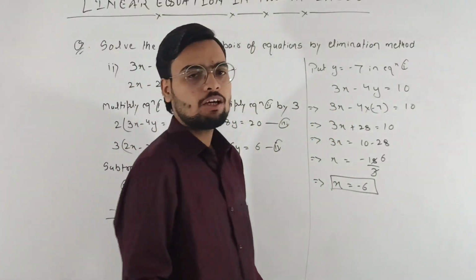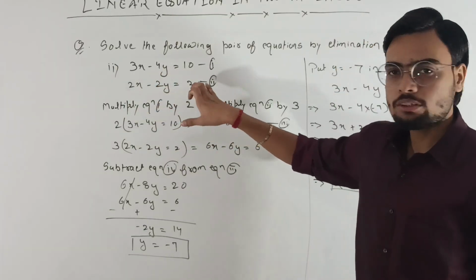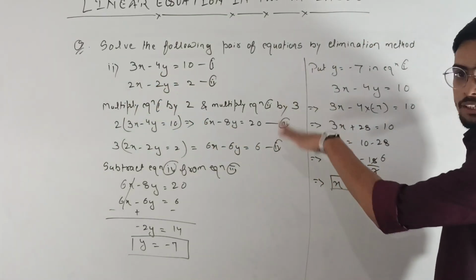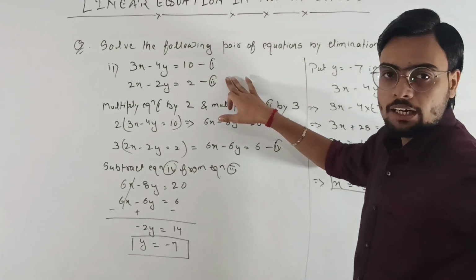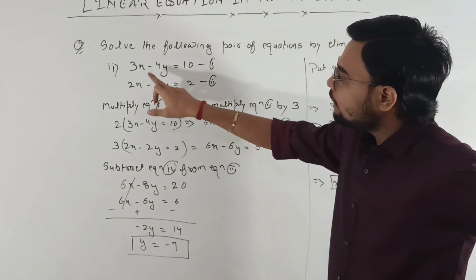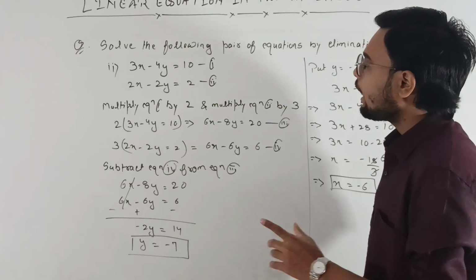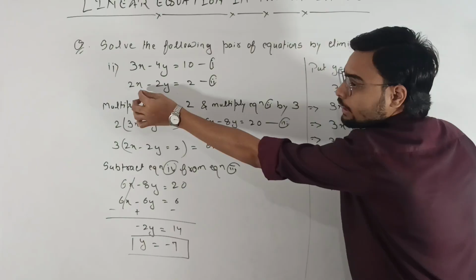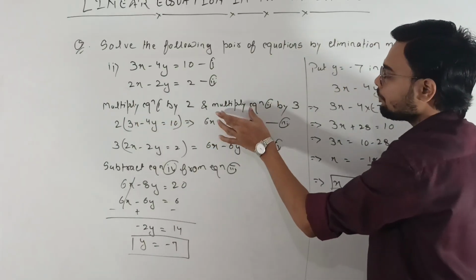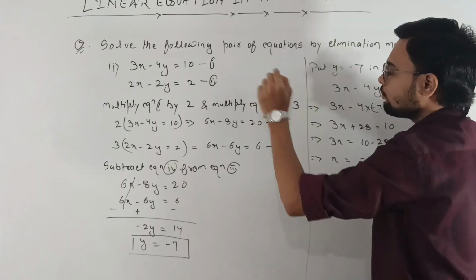What do we have? We have a pair of equations, that is 3x minus 4y is equal to 10 and 2x minus 2y is equal to 2. We have to solve this using the elimination method for x and y. First I assume this is my first and this is my second equation. Now I want to eliminate x. For this eliminating, I multiplied equation 1 by 2, the coefficient of x of equation second, and I multiply equation second by 3, the coefficient of x of equation 1.